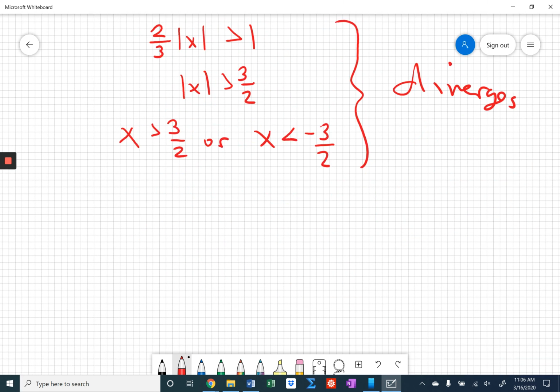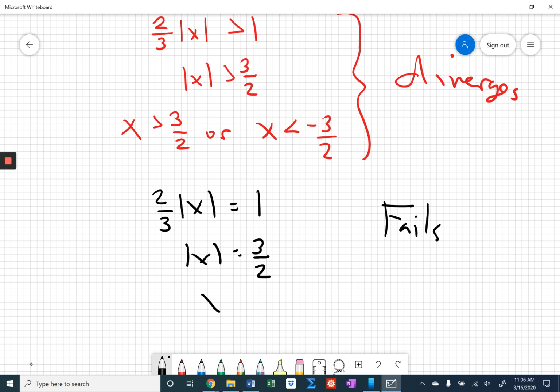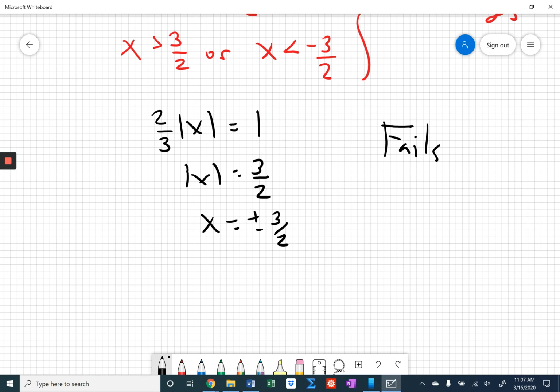One other thing from the ratio test, remember the ratio test fails if the limit is 1. And so, if 2/3 times the absolute value of x equals 1, this is where the test fails. So that means the absolute value of x is going to be 3/2, which means that x is going to be plus or minus 3/2. Those are the endpoints that we had in the earlier examples. So I don't know what happens here. It means I've got to use a different test.